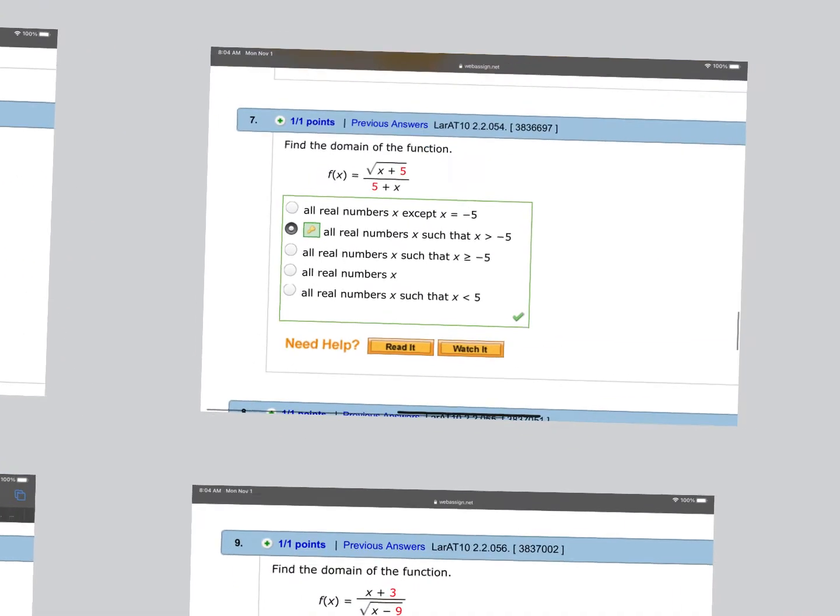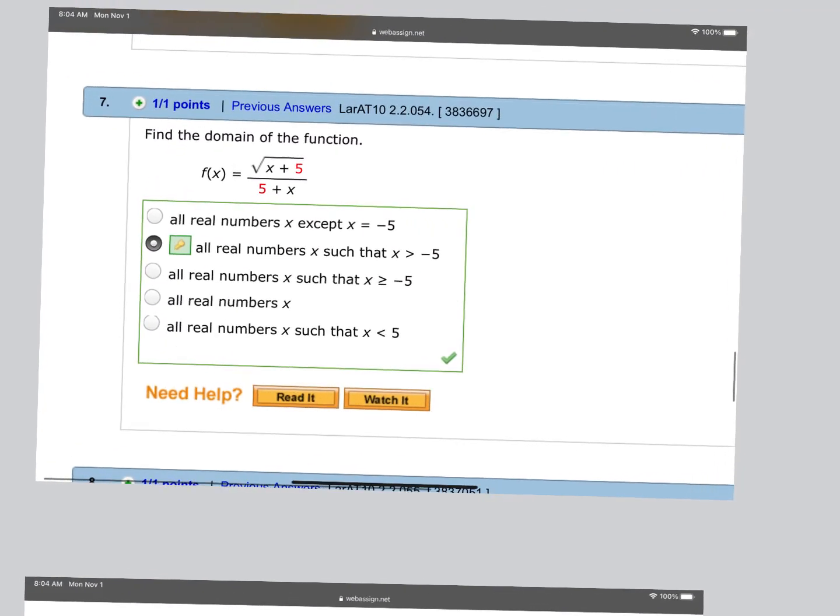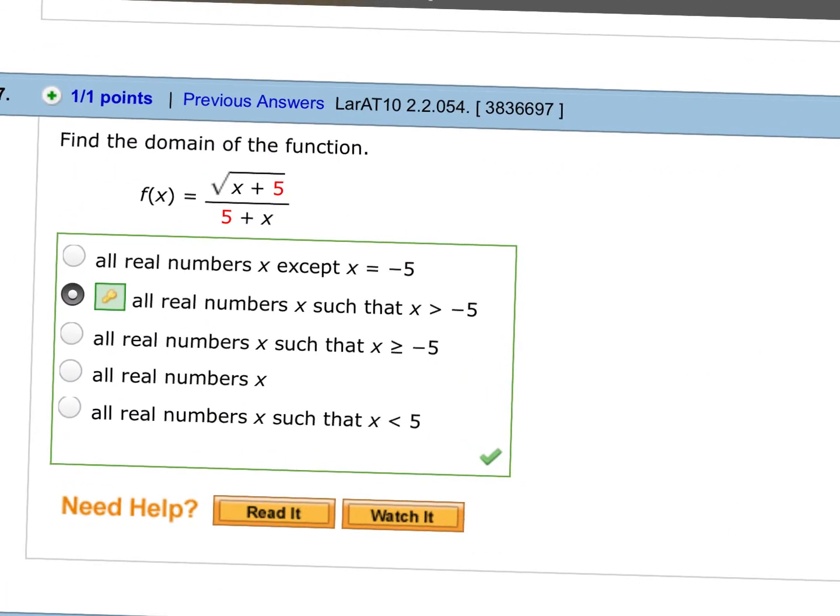For number 7, so now I've got a square root in the top and something in the bottom. So the bottom cannot equal 0, which means x cannot equal -5. And the top has to be greater than or equal to 0, so x has to be greater than or equal to -5. So these were the ones that, remember Friday's video that we didn't get to watch in class? These are the ones that are like that, where you've got 2 restrictions.